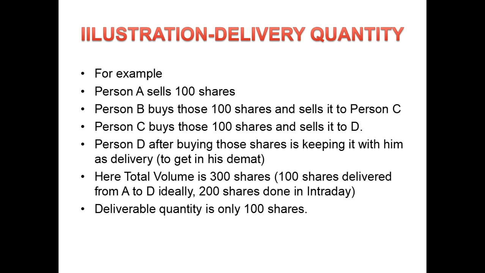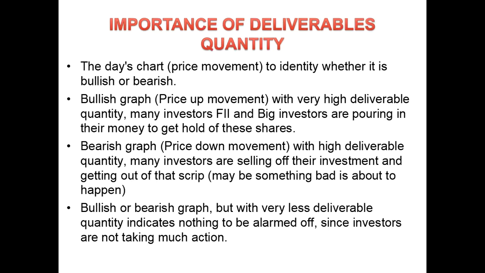So here's an example for this. Suppose person A sells 100 shares and person B buys those 100 shares and sells it to person C. When person C buys those 100 shares and sells it to D, person D, after buying those shares, keeps them as delivery to get in his Demat. So here, total volume is 300 shares, but 100 shares were delivered from A to D ideally, and 200 shares were done in intraday. So the total deliverable quantity is only 100.